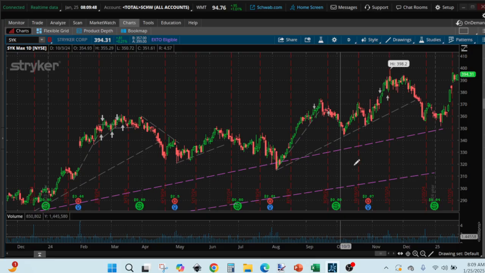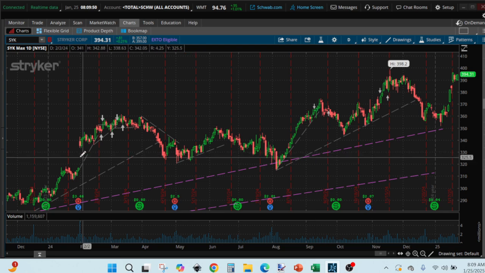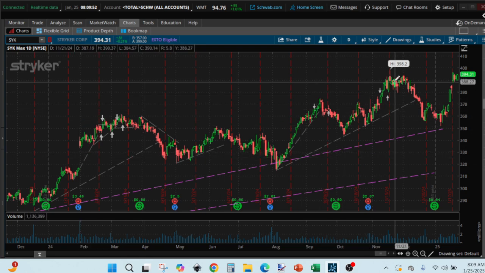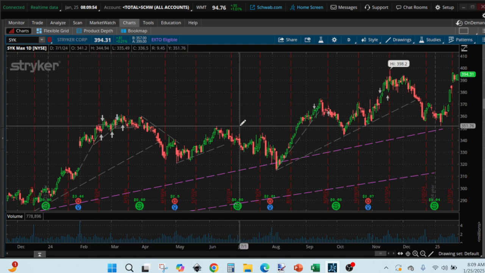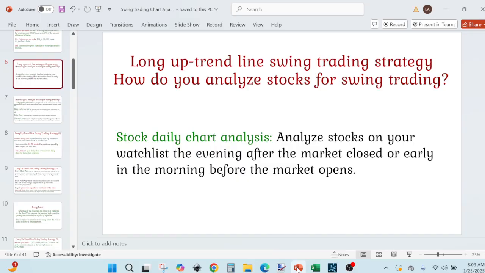For SYK though, we purchased it a few times. With the short term swing trading strategy, you can get in and get out. But with the long uptrend swing trading strategy, it will take a while to buy, and it will take a while to sell. Therefore, you want to get in at the right place, where you can make profit faster.